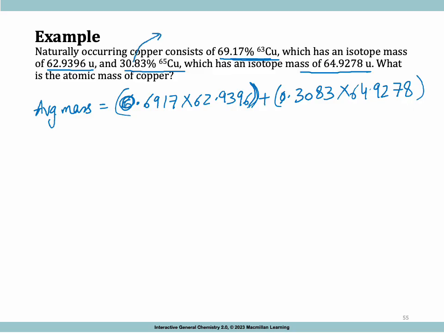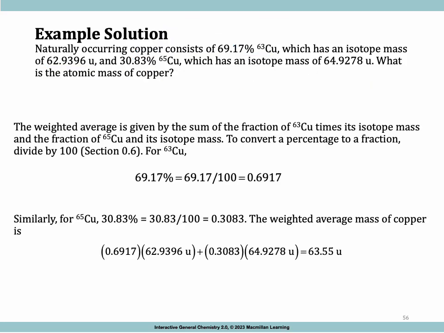Remember the percentage: you take your percentage and you divide it by 100 every single time. You can't just put the percentage in and include it in the general format. You have to convert it into normal decimal numbers. And the final answer is 63.55 AMU.